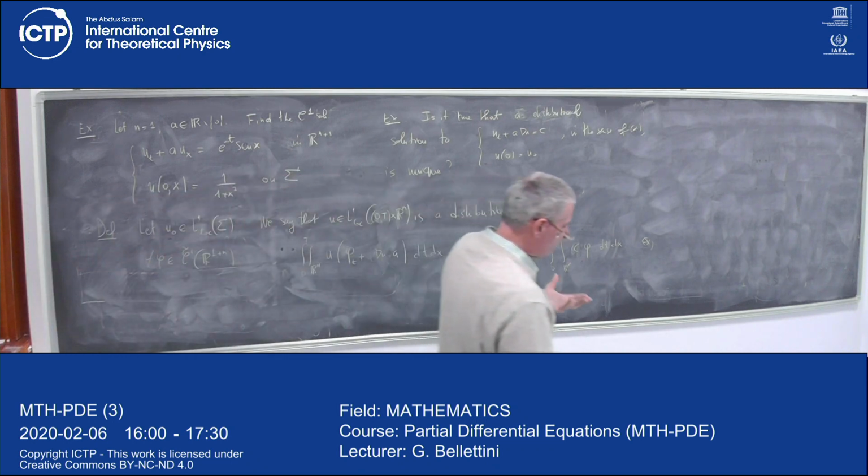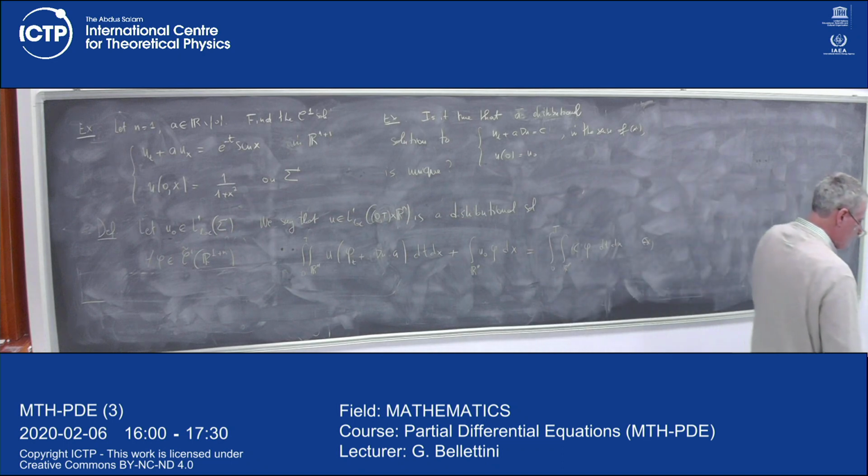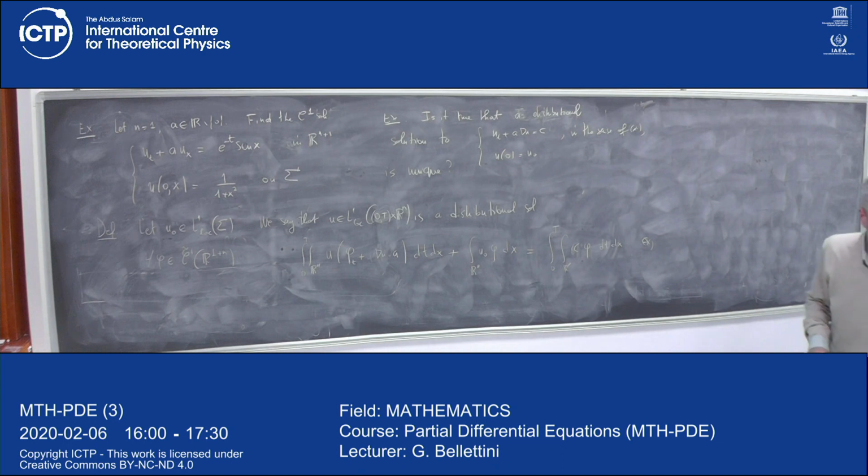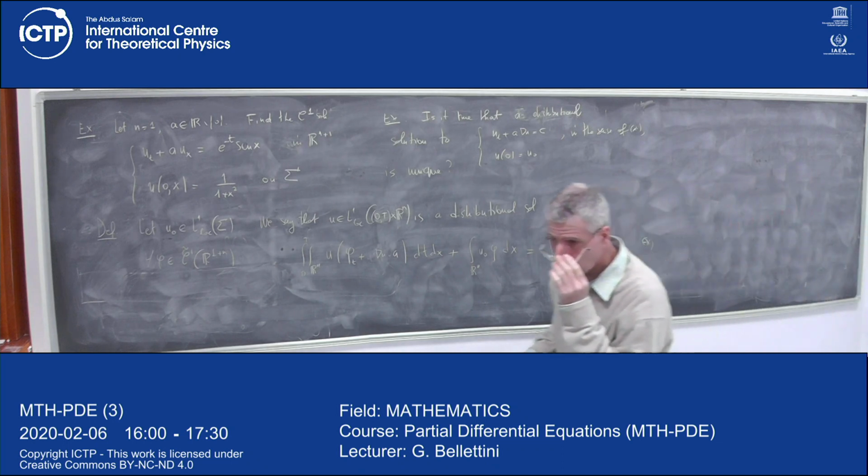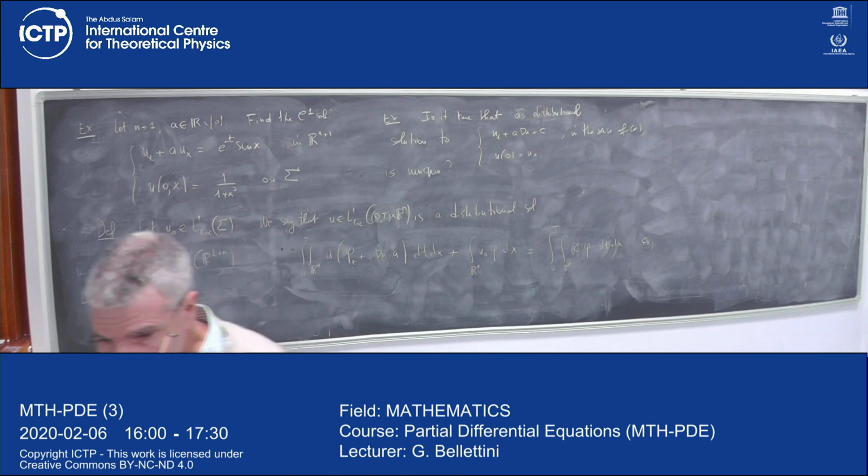So we have, for some reasons, decided that it could be a good idea to weaken the notion of solution. Instead of C1, much less. But in this way, maybe the class of solutions becomes too large. Could be that the uniqueness is lost. Could be, we don't know.